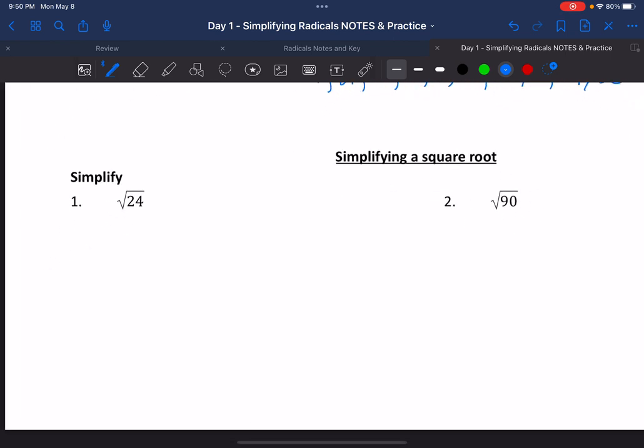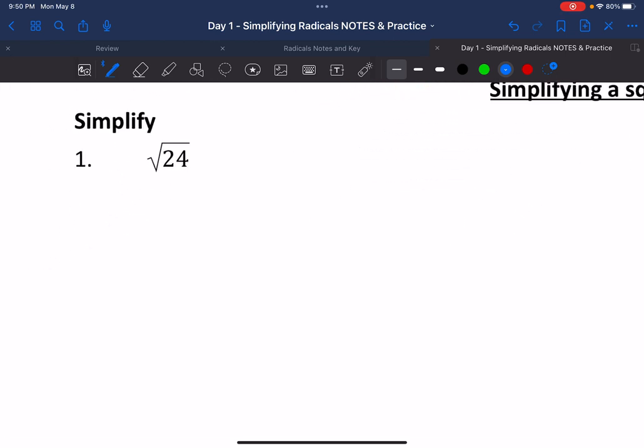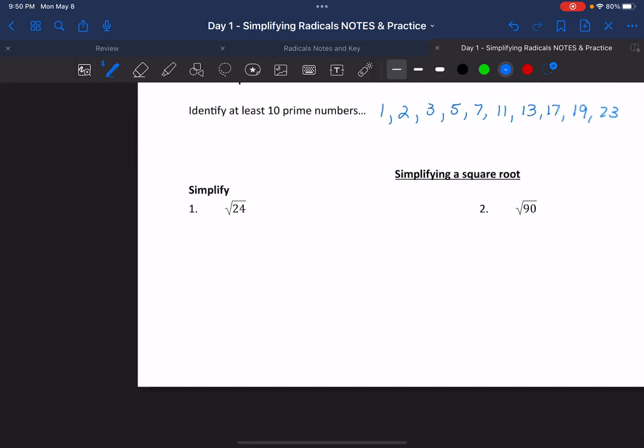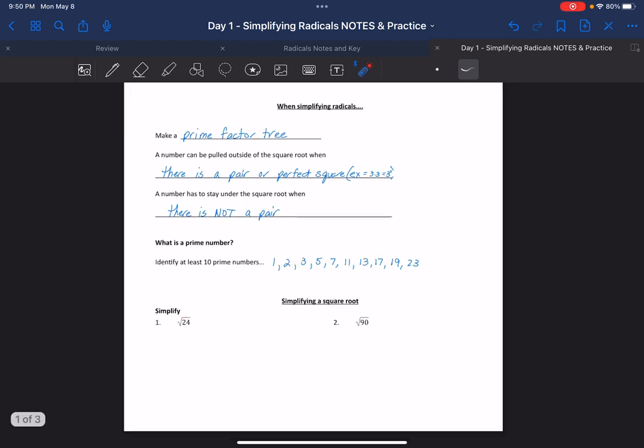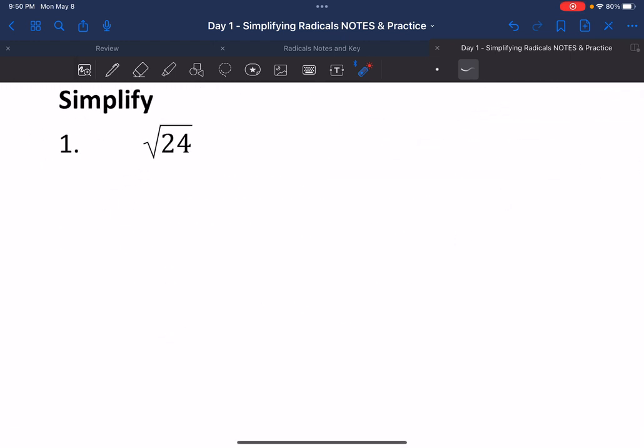So when we're actually simplifying a square root, we use some conventions that are similar, and we're going to follow the same strategy every single time. So you're going to create a factor tree, right? And we're going to look for pairs. Anything that's not a pair stays under the radical sign. Okay, so let's do 24 together.